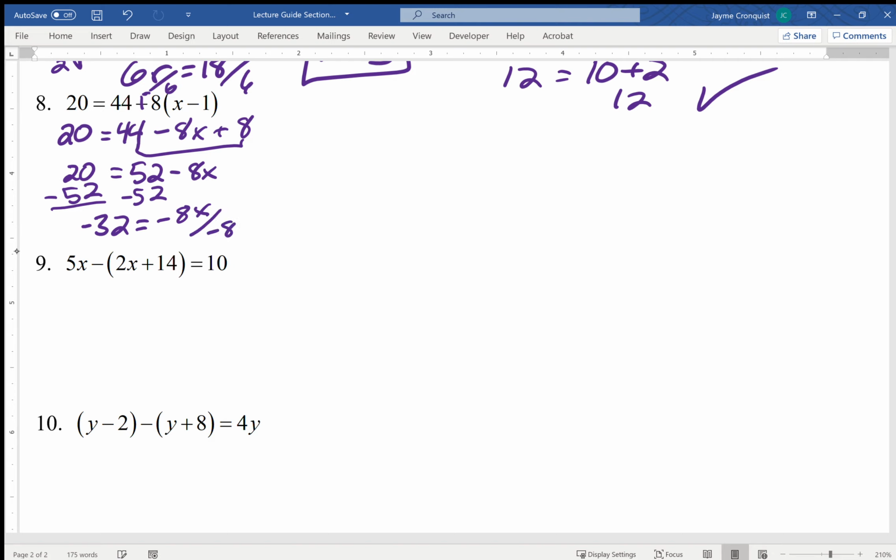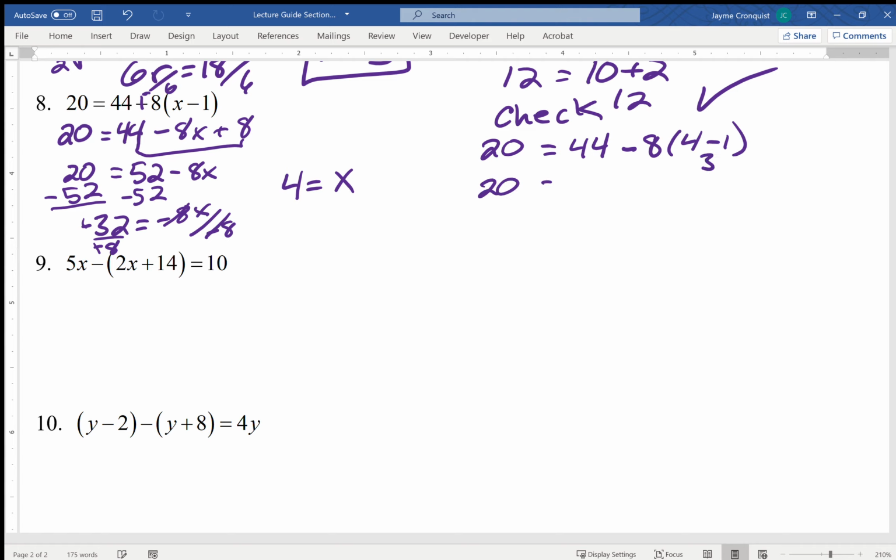So if I divide both sides by negative 8, the negatives are going to cross out. 32 over 8 is 4. I end up with 4 equals x. So let's check that. 20 equals 44 minus 8 times 4 minus 1. Okay, 4 minus 1 is 3. So I have 20 equals 44 minus 8 times 3, which is 24. So 20 equals 44 minus 24 is indeed 20. So yes.